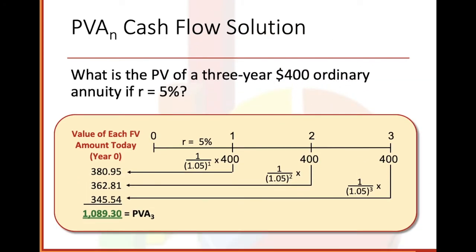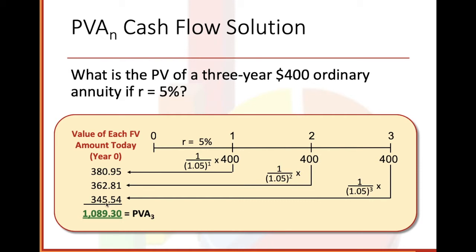So here's the cash flow solution. What is the present value of a 3-year $400 ordinary annuity if our interest is 5%? So we find the value of each future amount today. We start from year 3, the $400, and work backwards. Notice how this is 1 divided by 1 plus our interest rate to the third, to the second, to the first power. And these are the values we are getting over here on the left.